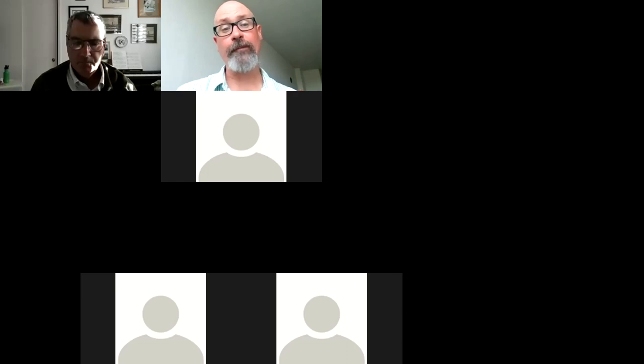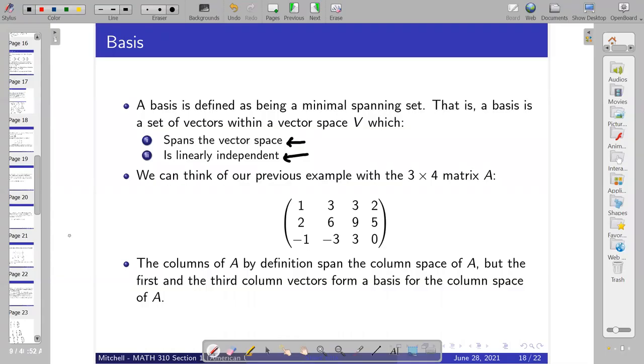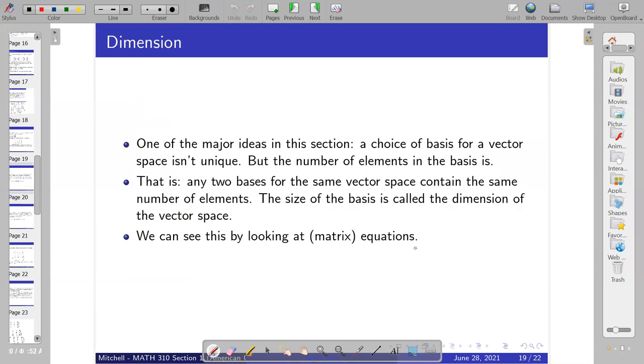So when you talk about R3, you want a basis for R3 to have three elements. And of course we can exhibit a basis which does. With that in mind, I'd like to talk about a problem that people brought up yesterday.